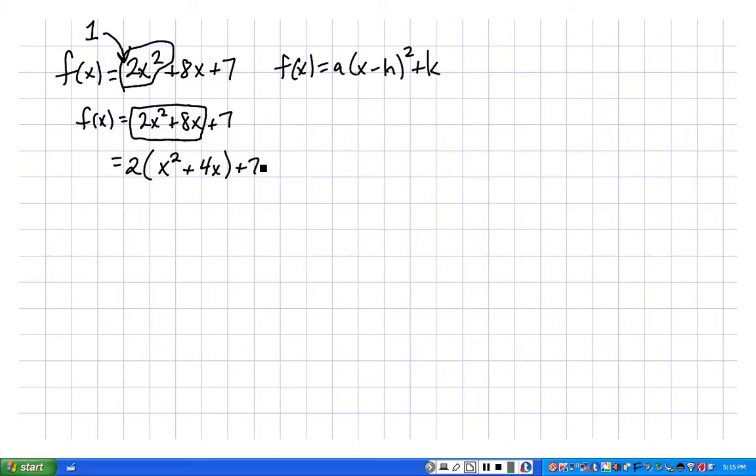Now we're going to use a process called completing the square. Because again, we're trying to get it in this form, so we have to complete the square. What that calls for us to do is to take our x term, not the x squared, but our x term, which is considered our b. Take our b term, divide it by 2, then square it.